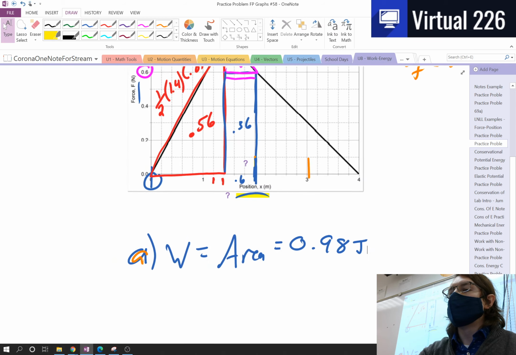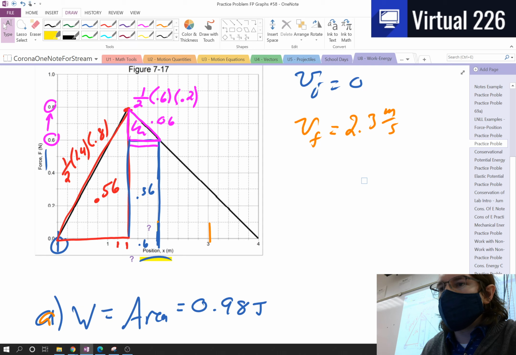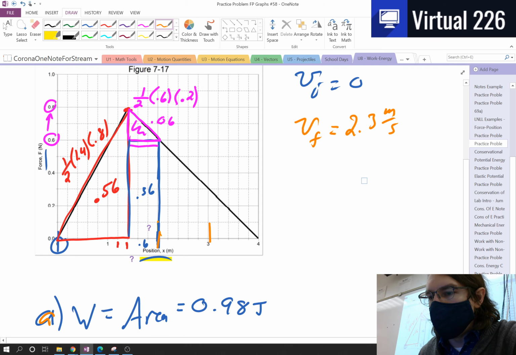Anyway, in part B, we'd like to know how much work is done for the second part, from 2 meters to 3 meters. So we have a slightly different area here.